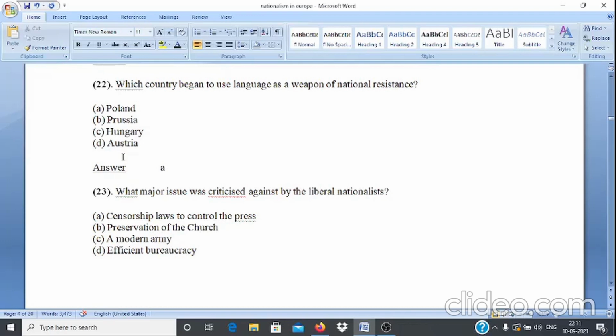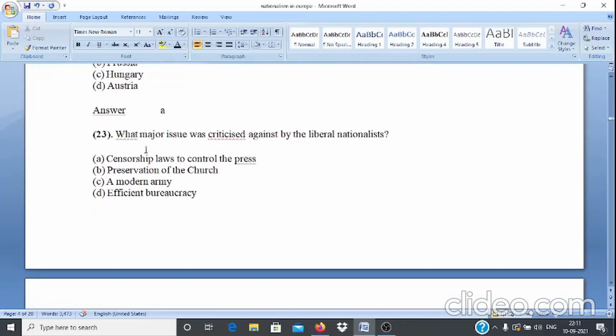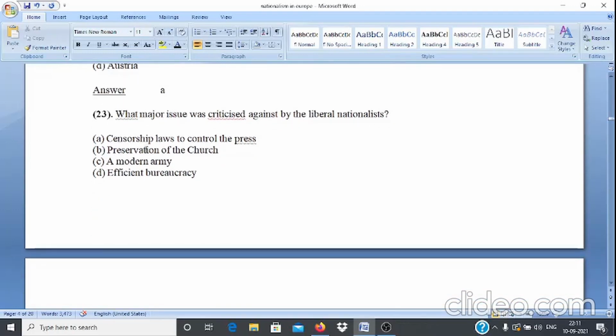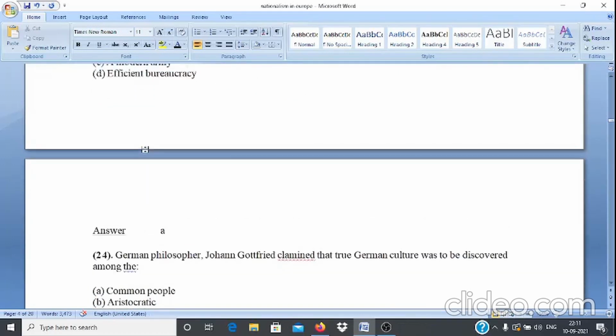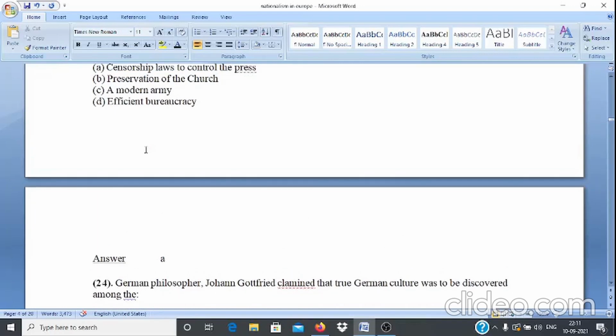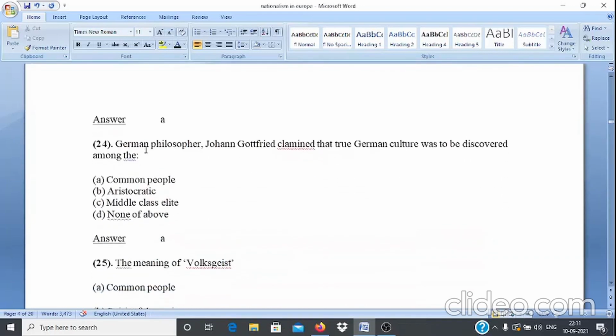Question number 23. What major issue was criticized by the liberal nationalists? A. Censorship laws to control the press, B. Preservation of the church, C. A modern army, D. Efficient bureaucracy. And answer is A, that is censorship laws to control the press.